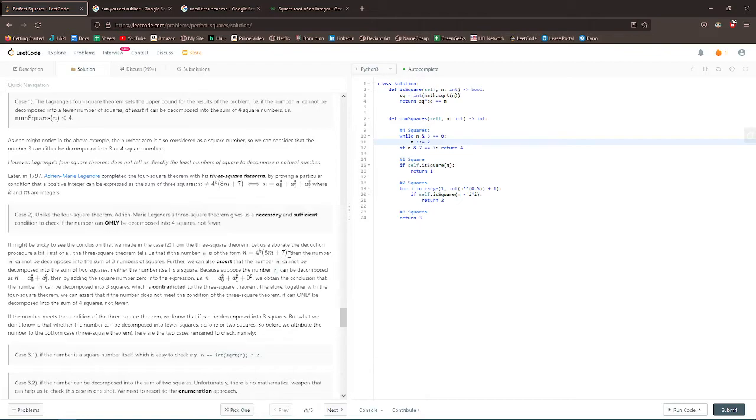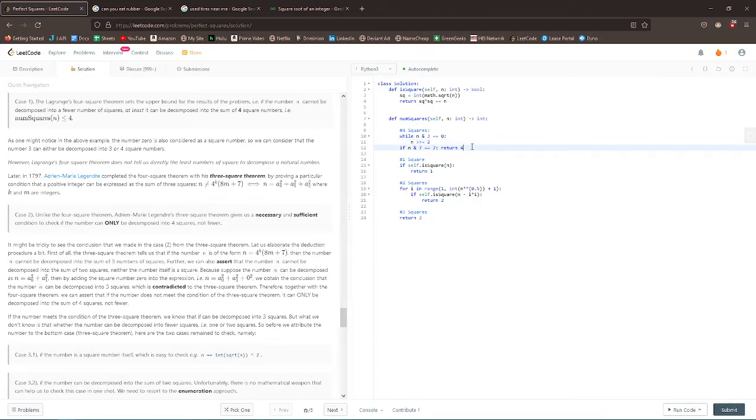If it's of this form, it can't be composed of a sum of 3 square numbers. It has to be 4. So, I don't really care about how they found this, what this means. I barely even care about this equation itself. But it is what it is, and we're going to use it.